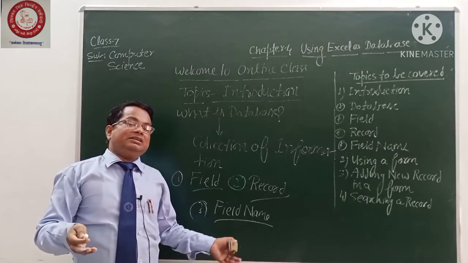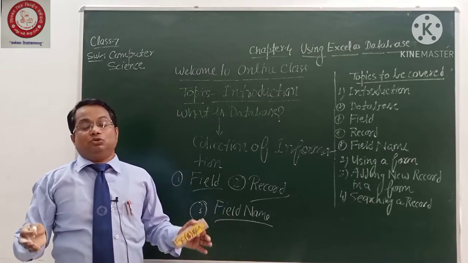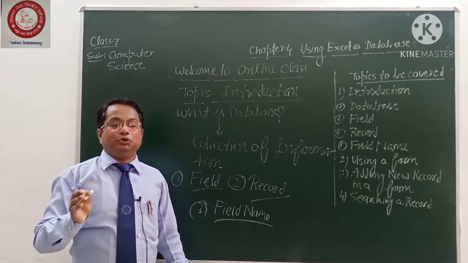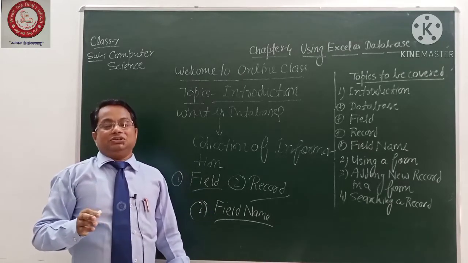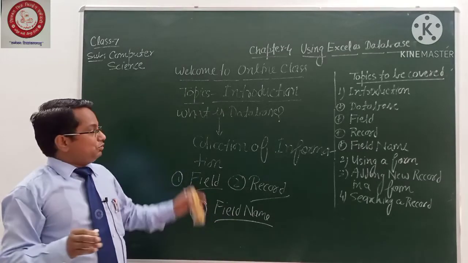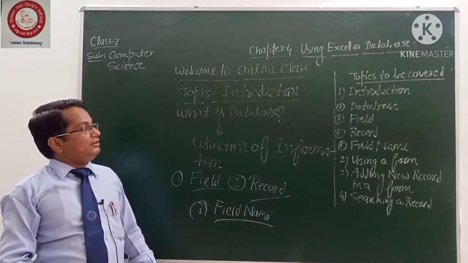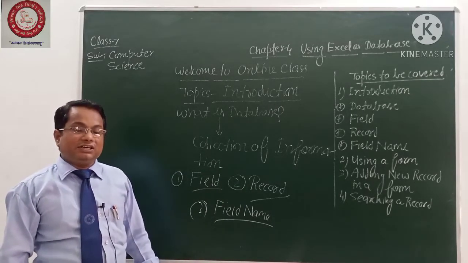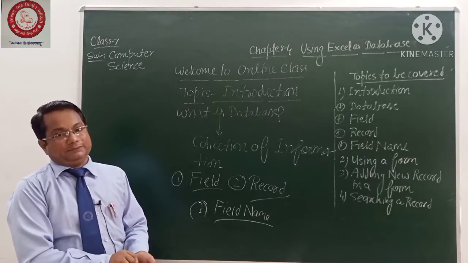In the same manner, the row is labeled with a number. Row number 1, 2, 3, like this. So that is also one kind of field name. So this is one kind of introduction about this chapter. Now we are proceeding further to the next topic.